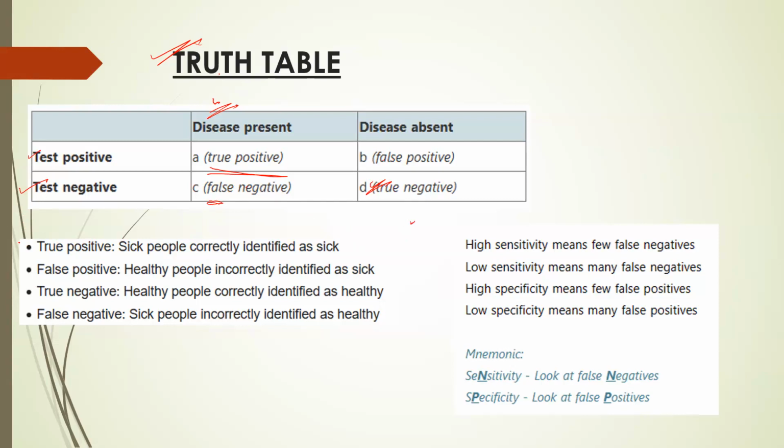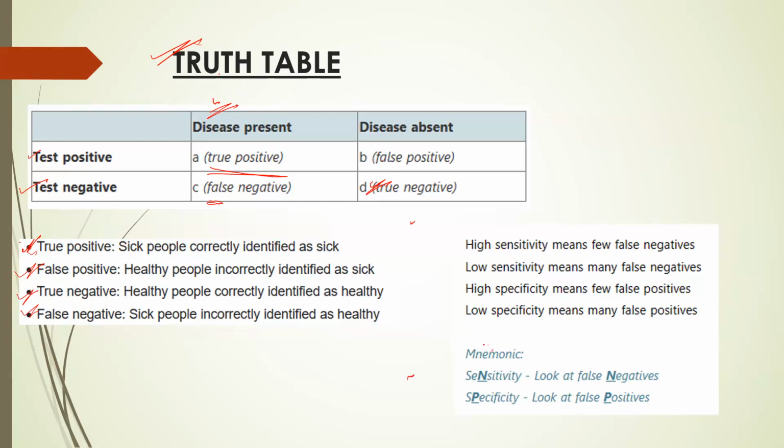The definitions which generally come in the exam as options, these are the phrases you will have to memorize. So true positive is sick people who are correctly identified as sick. False positive are healthy people who are incorrectly identified as sick. Then true negative is healthy people who are correctly identified as healthy. And false negative is basically sick people who are incorrectly identified as healthy. So these definitions you need to memorize because these are the phrases that will come as options in your question with respect to definitions.